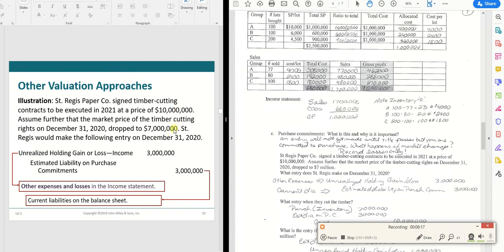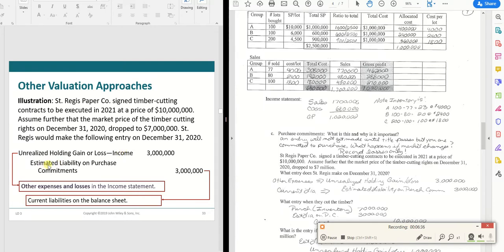So I record losses. So I am worse off. So think about it that way. Would you rather pay 10 million or 7? I would rather pay 7, but I've agreed to pay 10, so I have a loss. So I have an unrealized holding gain or loss. This dash income simply means it goes on the income statement. You don't have to put that there.